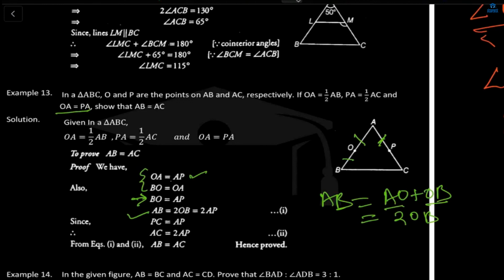No, ma'am. PC is equal to AP. Okay, you can see half PC. AP, it is written here that PA is equal to half of AC. That means AC is equal to 2PC. So PC is equal to AP and AC is equal to 2AP. In fact, 2AP is also 2PC, but we need AP, so we have written 2AP. So from there, we can conclude that AB is equal to AC. Okay, understood? Any doubt? No, ma'am.